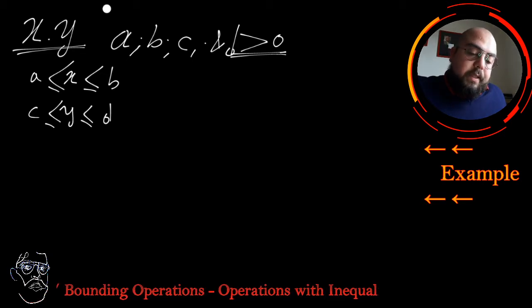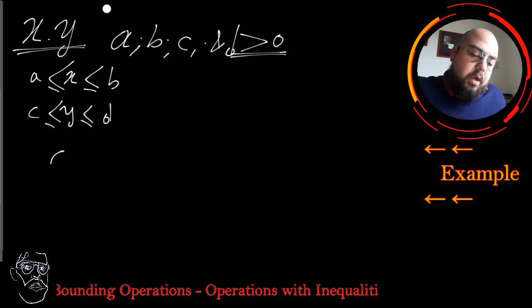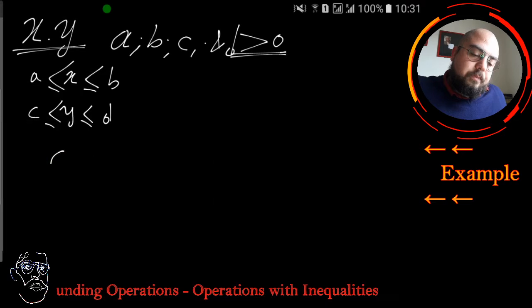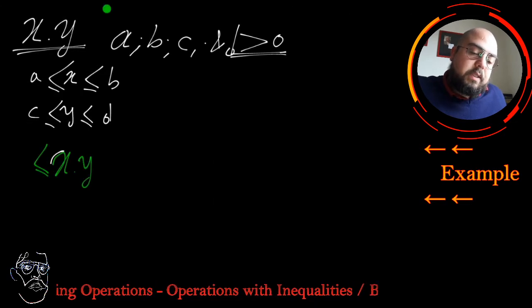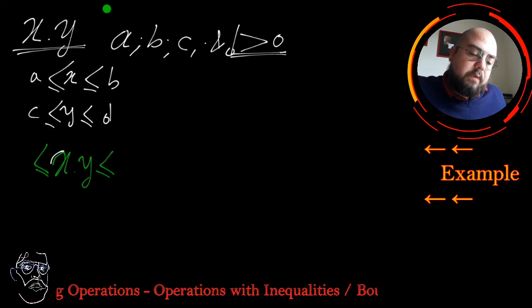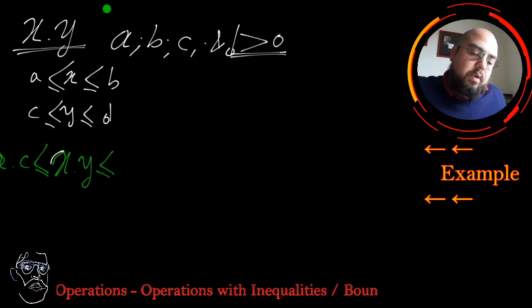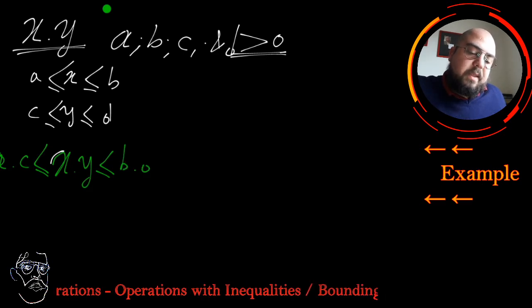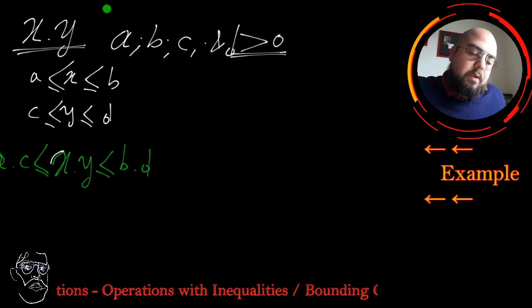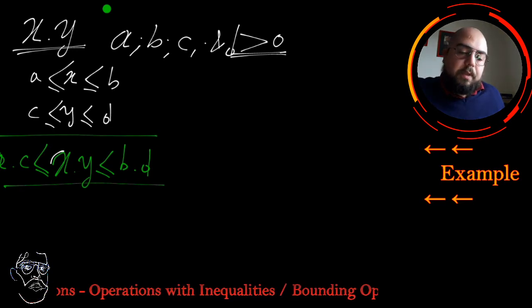So in case I'm interested in x times y, and of course a, b, c and d are positive, I can say that a times c will be smaller than x times y, smaller than b times d. So this is for the multiplication.